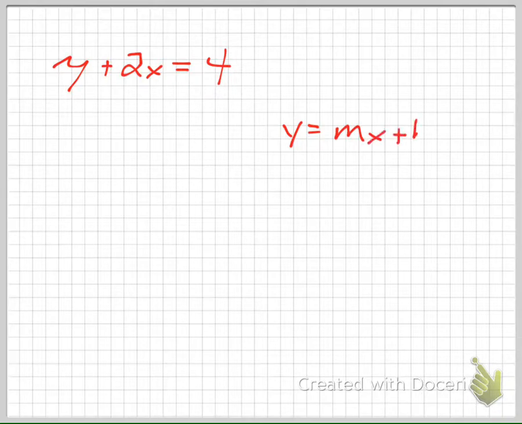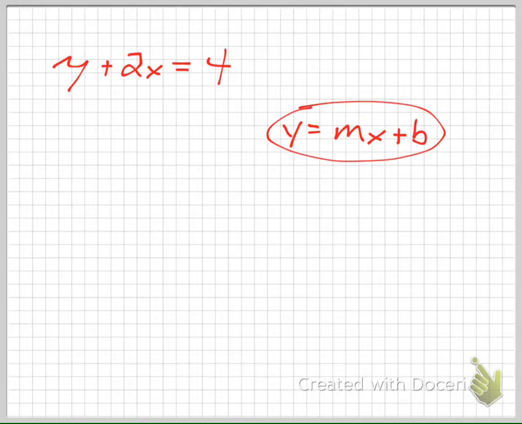Okay, here's the last thing I've got to show you. What if I have y plus 2x equals 4? Is this written in slope-intercept form? What is slope-intercept form again? Y equals mx plus b. That's slope-intercept form. Mine doesn't look like that.